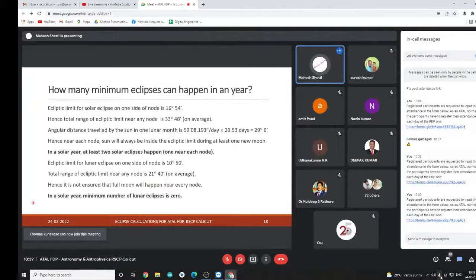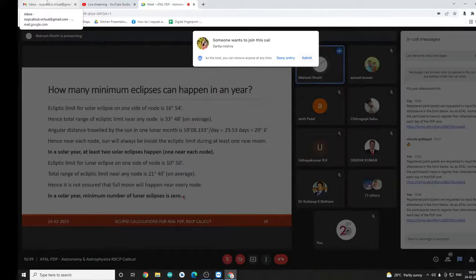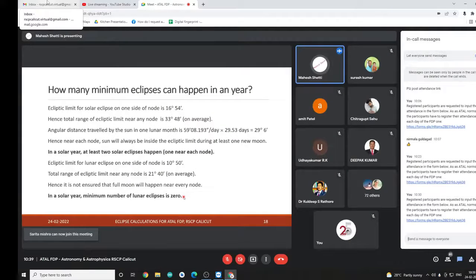In a solar year, the minimum number of lunar eclipses therefore is 0. It is not necessary that it will always be 0, but sometimes the lunar eclipse will take place, but it is not essential that it must take place. So you may find that there are certain apps which will give you the dates of eclipses, and I will show you one of the apps later in this lecture. Okay, so it is possible to have this. The minimum number of eclipses possible in a year, therefore, is 2 solar eclipses, 0 lunar eclipses. That's the minimum.